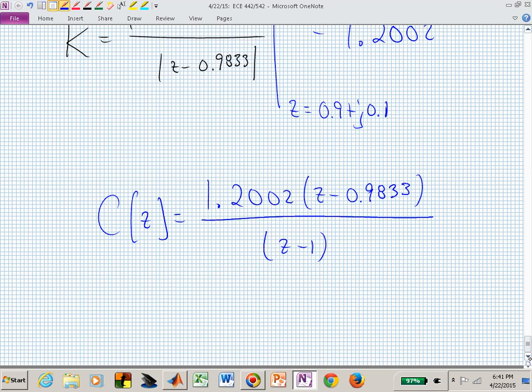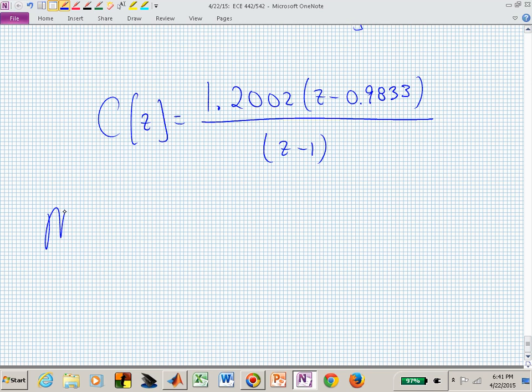What if we weren't happy with the response that this controller is producing? Are we out of options? What kind of a controller were we using with this C of z? PI. We didn't use all of our alphabet.